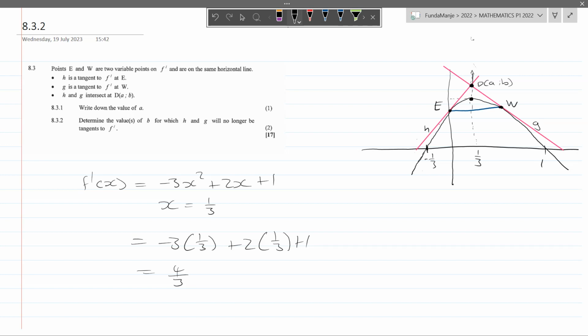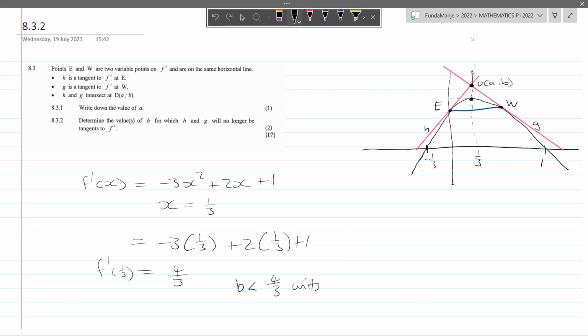So if b is less than this value here, then we will have a problem. Then they will cease to be tangents. So our question says determine the values of b for which h and g will no longer be tangents to our graph f. That will happen at b is less than 4 over 3 units. So b cannot be less than 4 over 3.